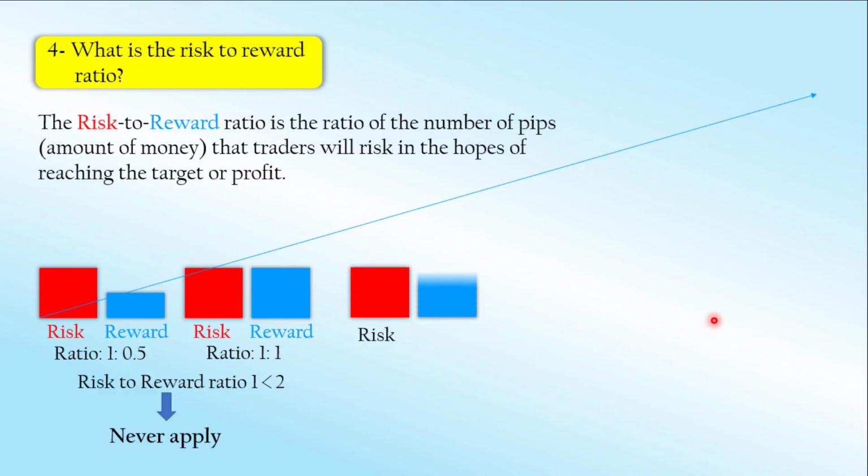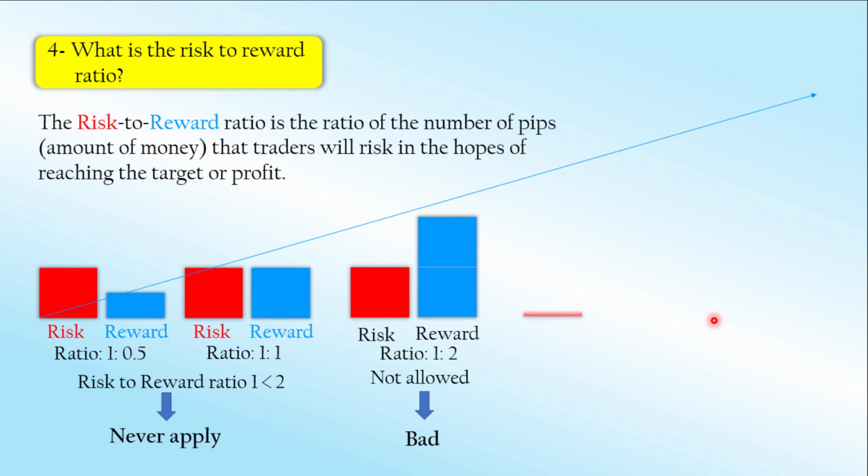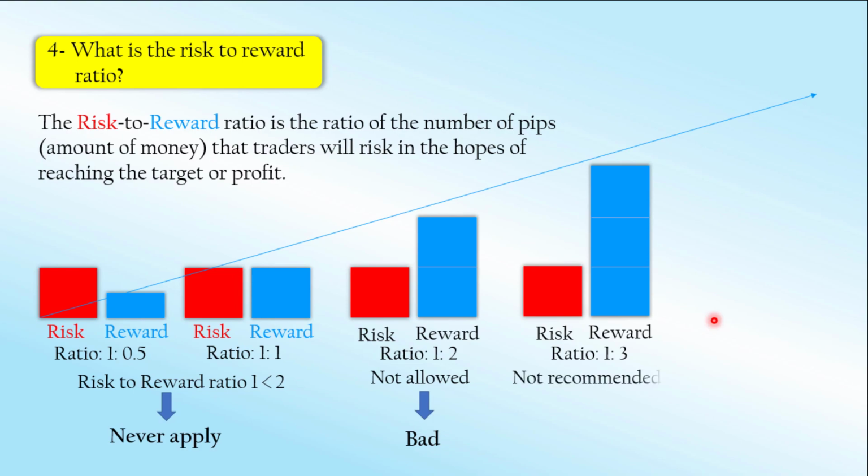Risk and reward ratio of 1:2. It means that you are going to risk 10 to make 20. This is also not allowed. This is also a bad risk and reward ratio. So until this time you are not allowed to apply these types of risk and reward ratios. Fourth, risk and reward ratio of 1:3. This is also not recommended. Even though it's a fair one, it is also not recommended.